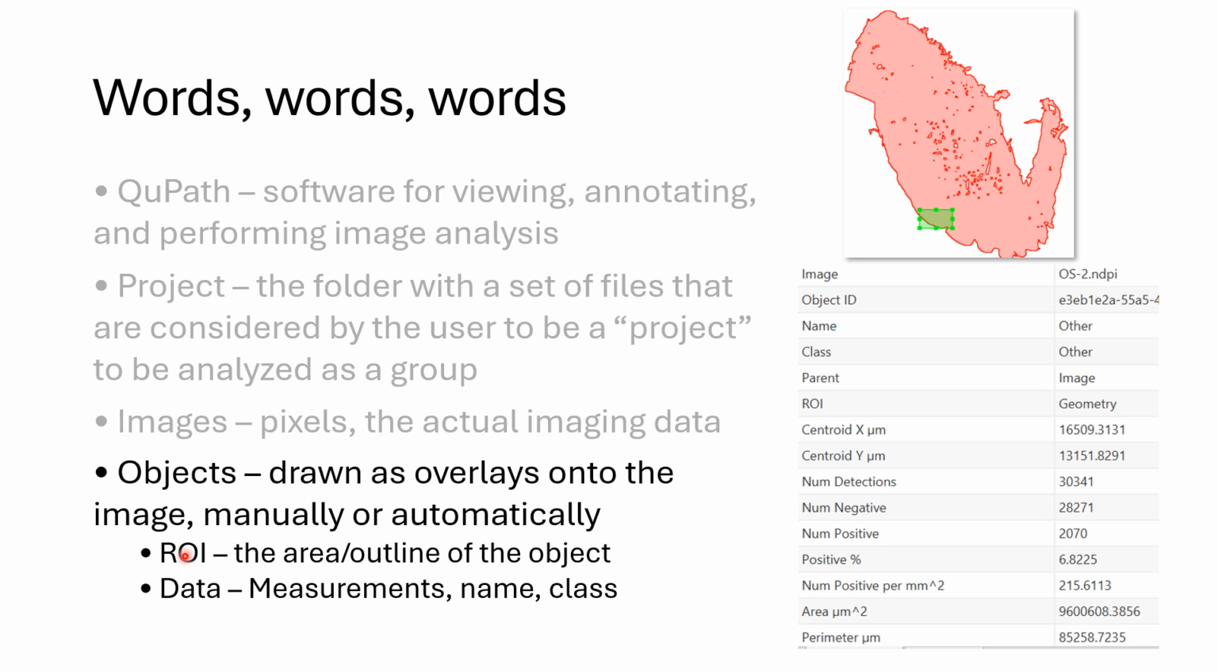So each of the objects consists of some sort of an ROI that just locates where the object is, and then some data in terms of the measurements, the name, the classification you give it, things like that. And that will look something like this within QPath.